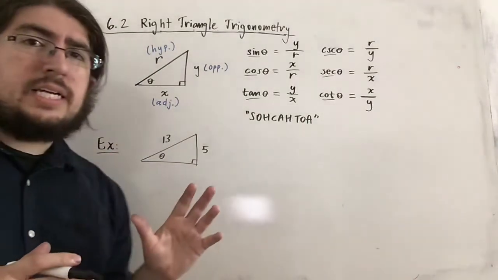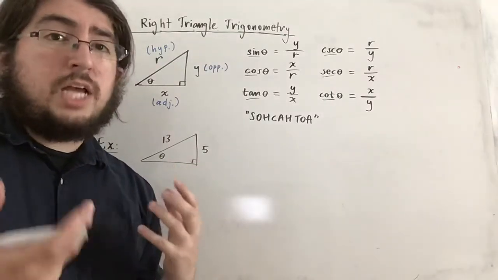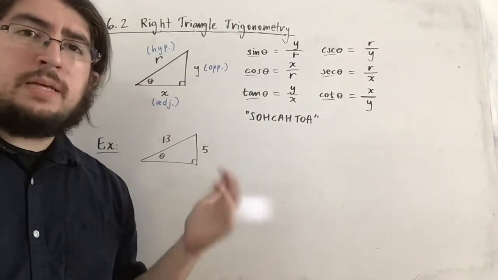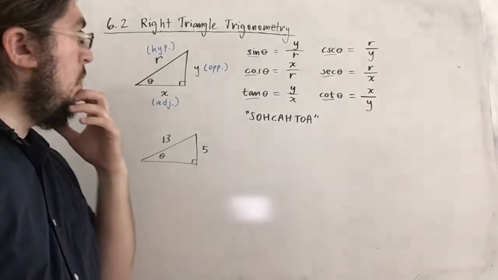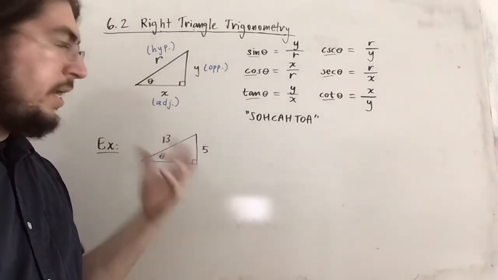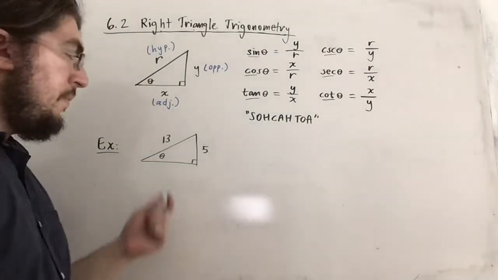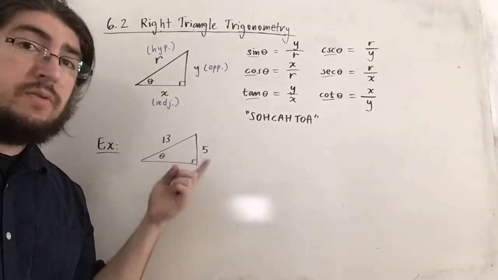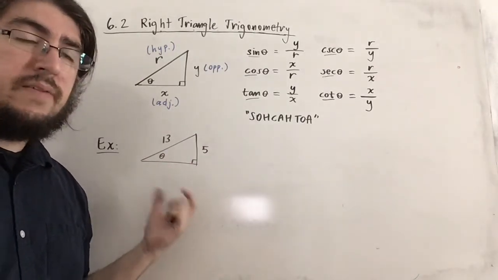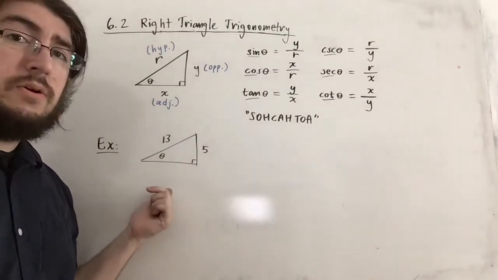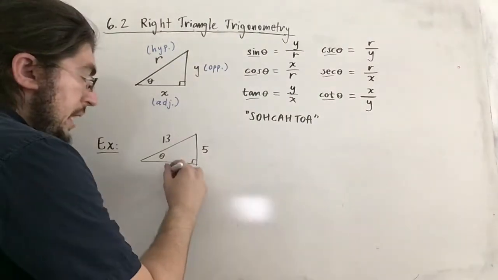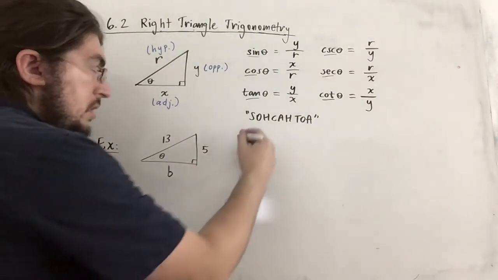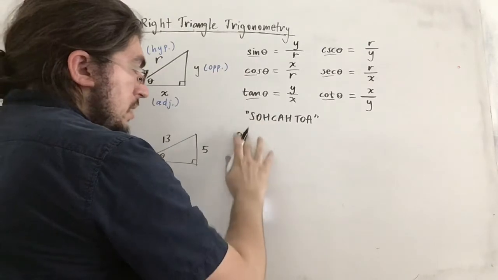By the way, in this section we'll be using a lot of results from geometry, so I'll mention them as they appear. One that we will be seeing right now is the Pythagorean theorem, because of course I only give you two of these three sides of the triangle. We can definitely find the third side here. If we call it b, let's recall what the Pythagorean theorem says.